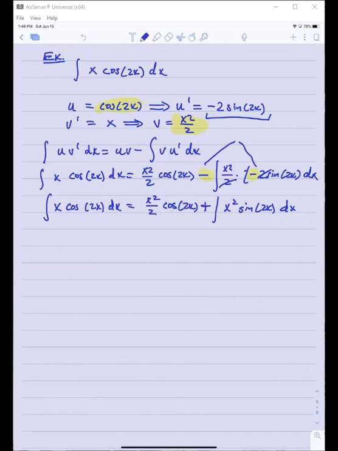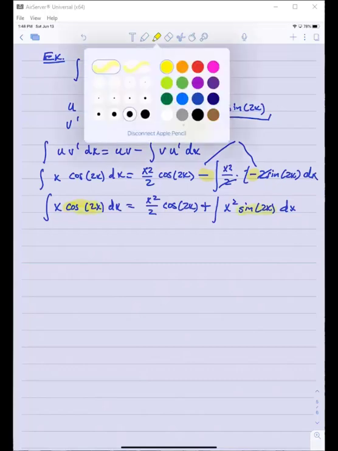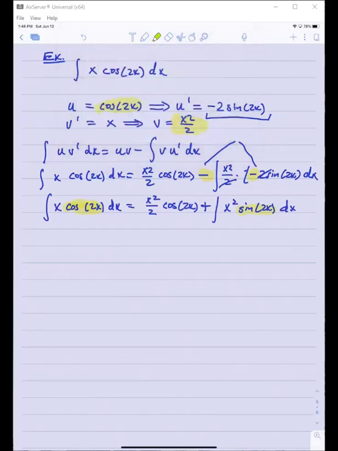Okay, is this going to get me anywhere? Well, I've traded out the cosine for a sine. That might not be the end of things. But the thing that does not look good to me at all is I've traded out x for an x squared. And if I couldn't handle this combination, I don't think I'm going to be able to handle that combination.